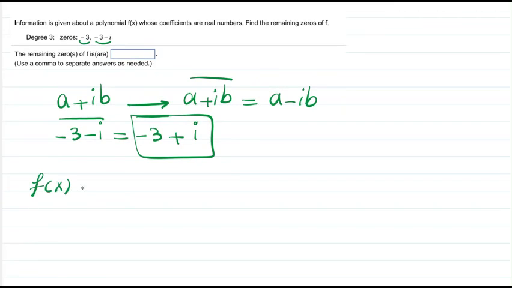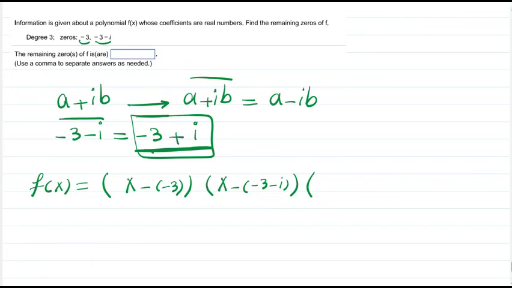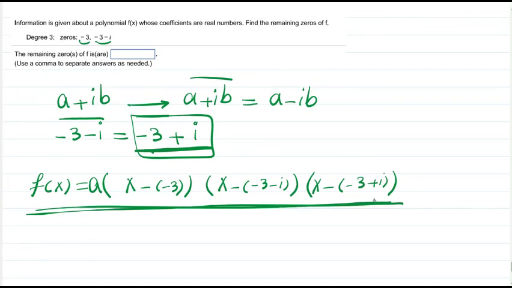If you want to write the function just based on this information, because -3 is a 0 for the function, you know that x minus -3 is a factor for the function. Because -3 minus i is another 0, x minus (-3 minus i) is another factor. Also, we know that -3 plus i is another 0 for the function, so x minus (-3 plus i) is another factor. And maybe there is a coefficient here. So if you want, you can multiply and find the polynomial for this function.